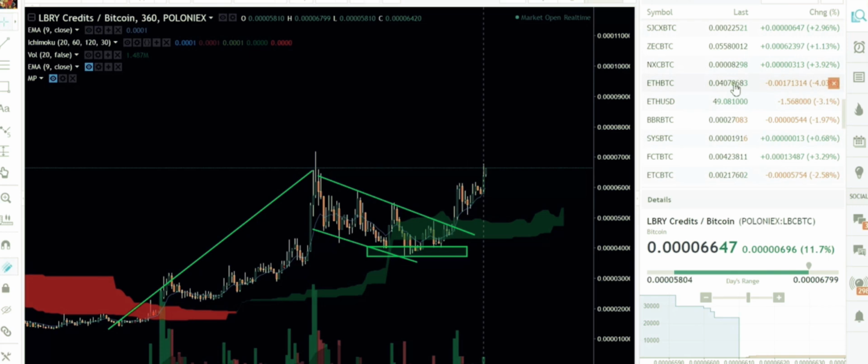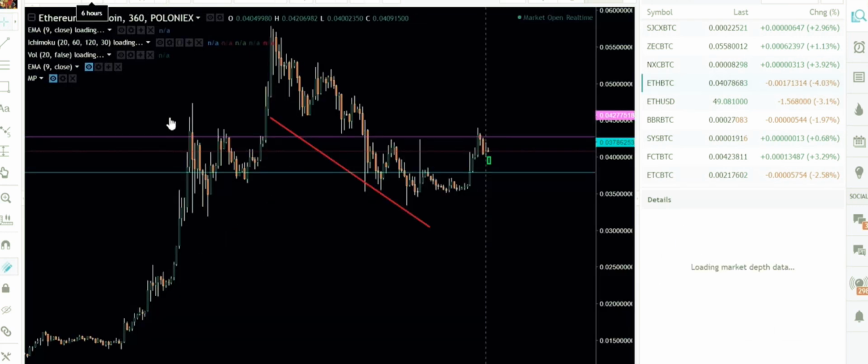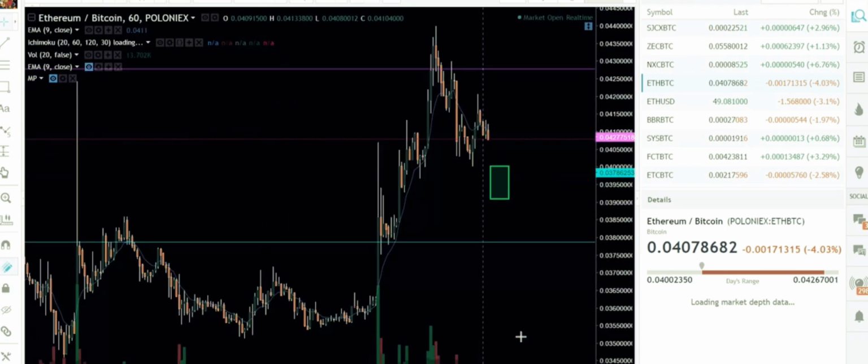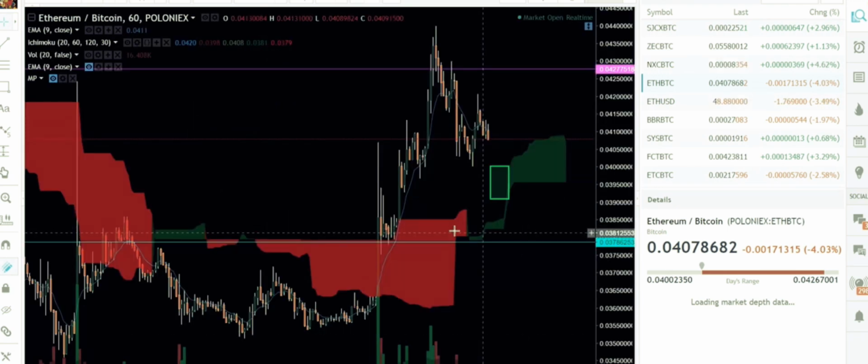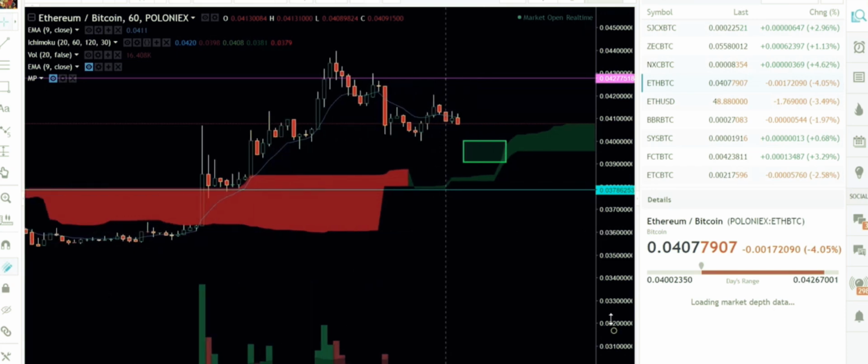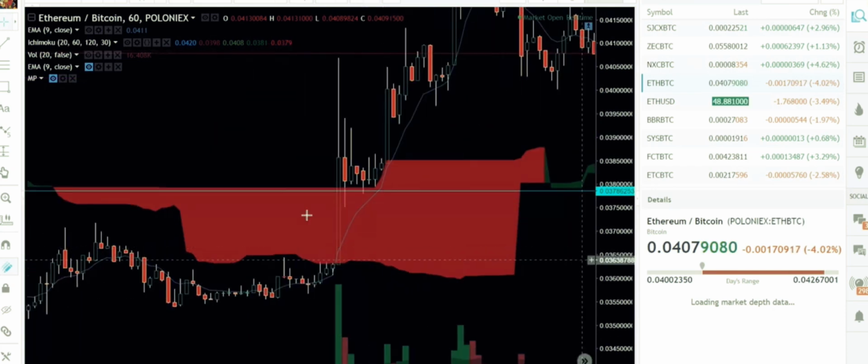Let's just go back to Ethereum real quick here on the hourly. Now Ethereum, this is what I mean. This is showing us if we get above that 6-hour cloud, it's going to be the same story as with Libra coin. All right. Now here, notice what Ethereum did. This cloud always looked like this. This didn't change. This looked like this when Ethereum broke.